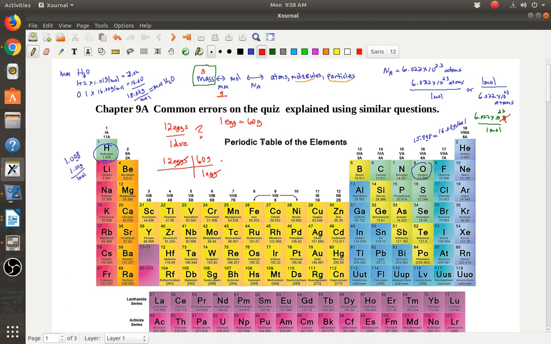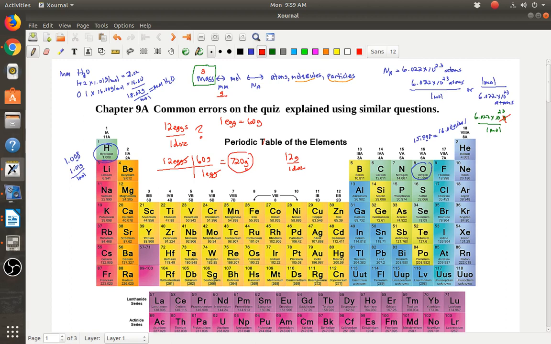The eggs would cancel, and I'd just do 12 times 60, and I get 720 grams. That's how much 1 dozen eggs would weigh. Now, since 1 dozen things is 12 things, I could not say that 12 grams is 1 dozen, because that doesn't work. 12 grams is not 1 dozen. 720 grams is how much 1 dozen eggs weighs.